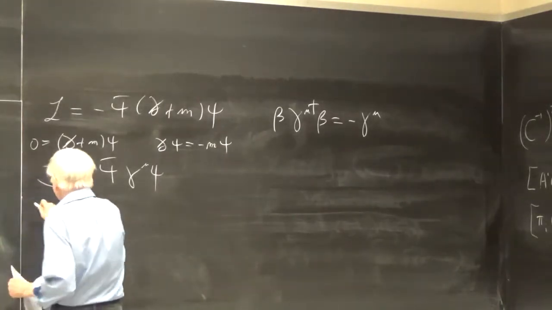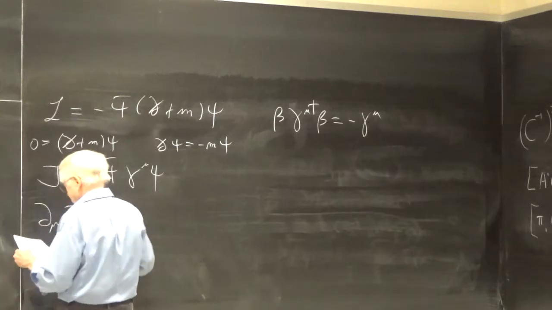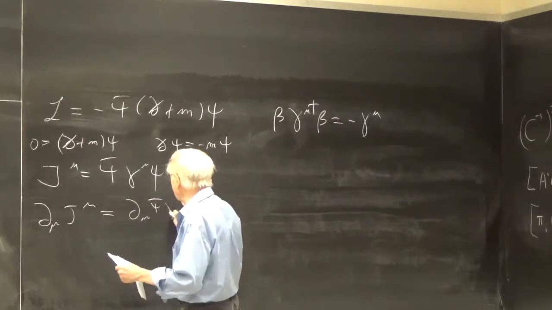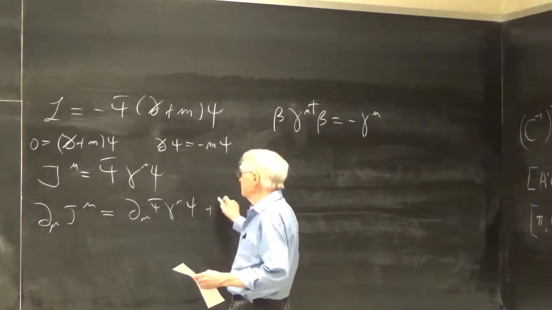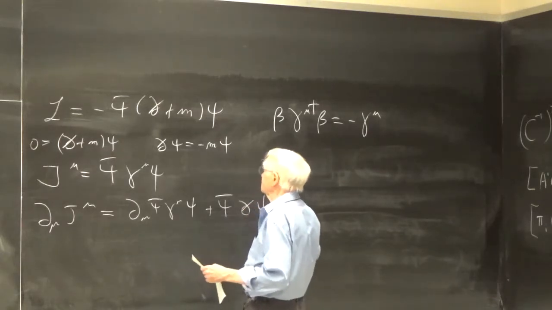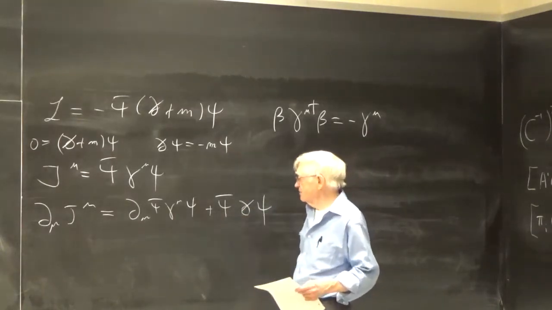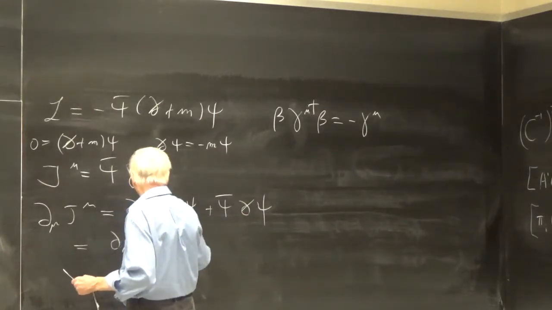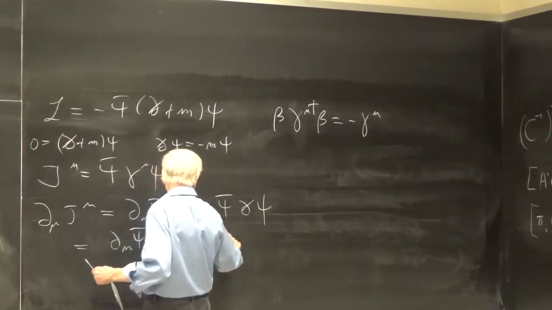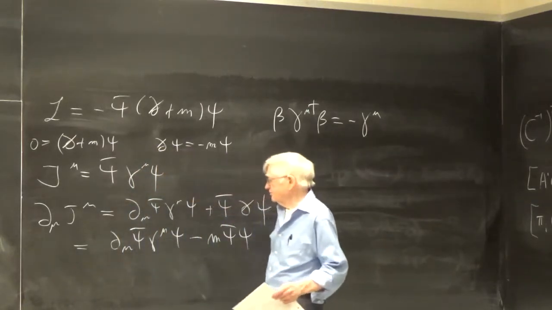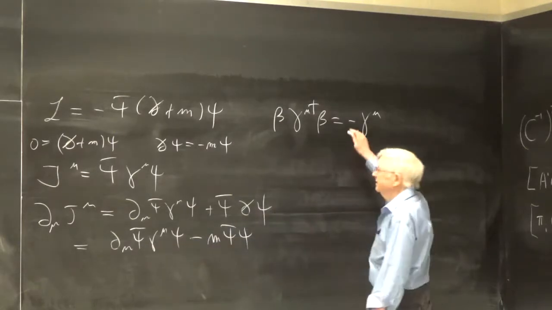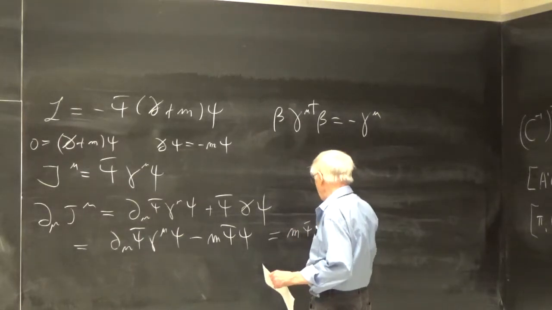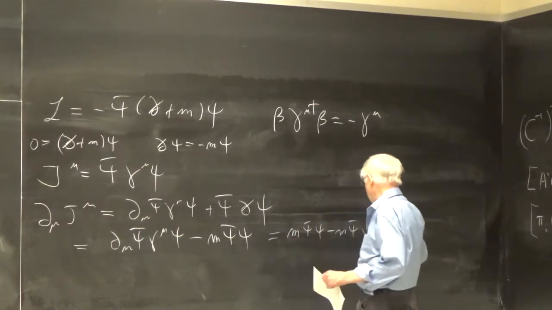And as you might expect, this current has no divergence, and the way we see that is this is d mu psi bar gamma mu psi, and the other term is psi bar d slash psi. But d slash psi is minus m psi. So this is d slash psi bar gamma mu psi minus m psi bar psi. If you compute this, you can show that this is just m psi bar psi minus m psi bar psi, so that's 0.